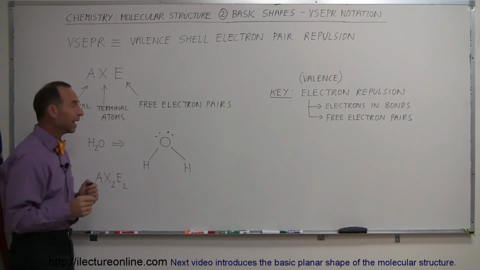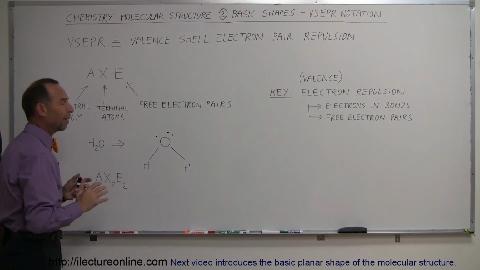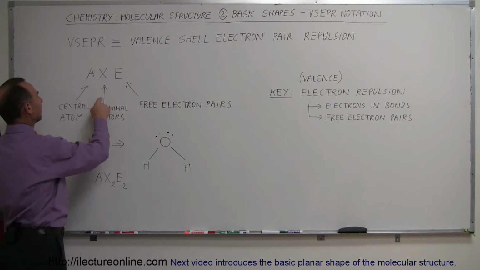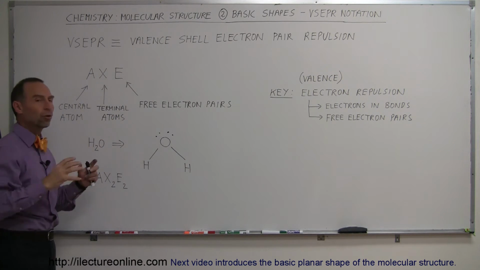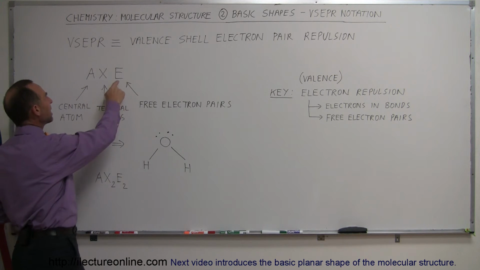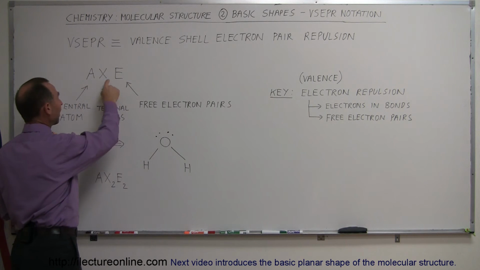Now, the notation has three characters. It has the first, the second, and third character. The first character represents the central atom, and so we represent that with an A. The second character is an X that represents the terminal atoms, the atoms on the outside of the molecule. And then finally, E represents the free electron pairs. Now, if there's more than one, you will have a subscript.